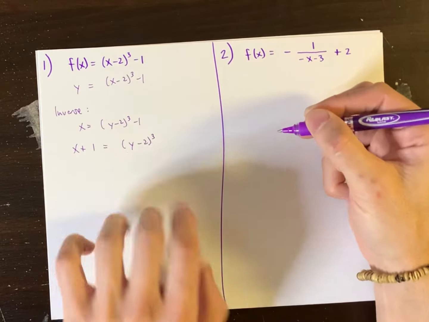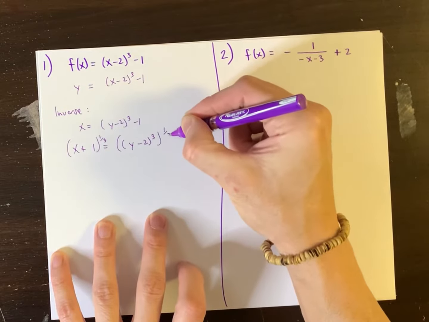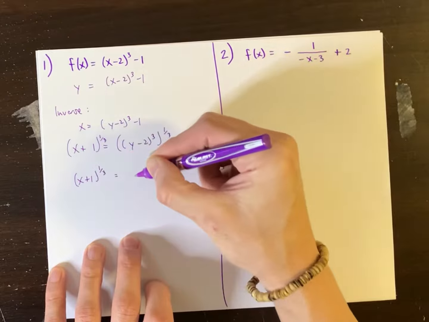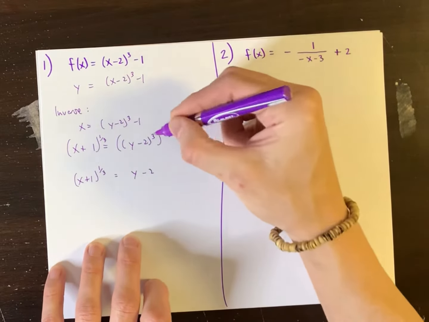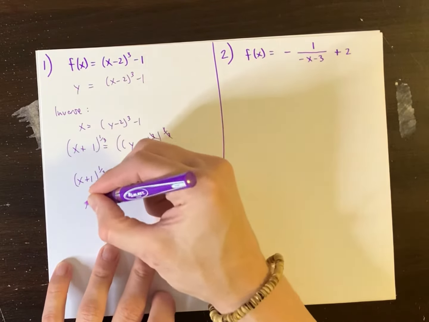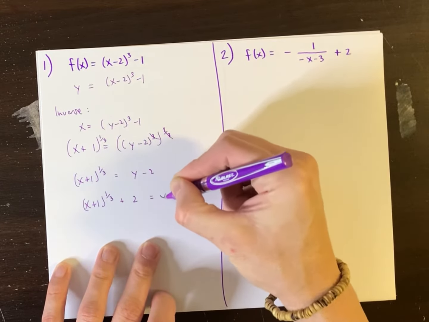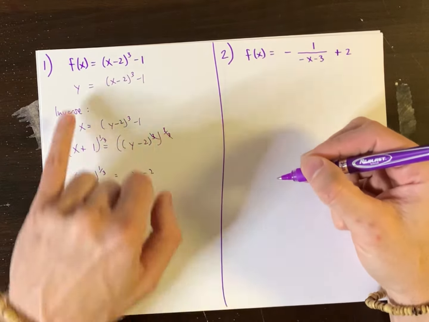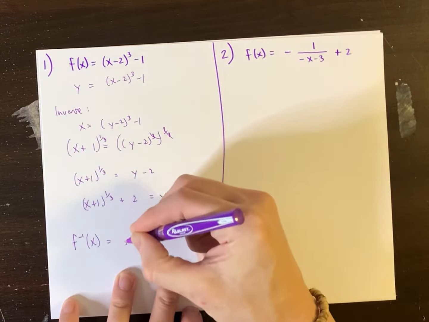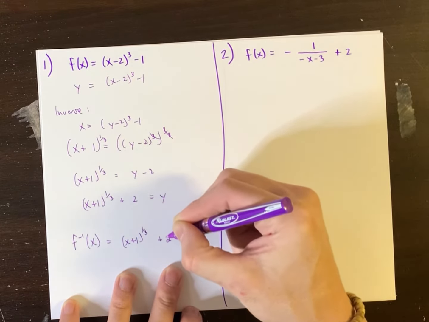Now let me raise both sides to the power of 1/3. So I have x plus 1 to the 1/3 equals y minus 2, because the 3 and the 3rd knock out. Let me add the 2 to the other side. So it's the cube root of x plus 1, plus 2, equals y. But really it shouldn't be called y. It should be called f inverse of x. And here we have the cubic root of x plus 1 plus 2.